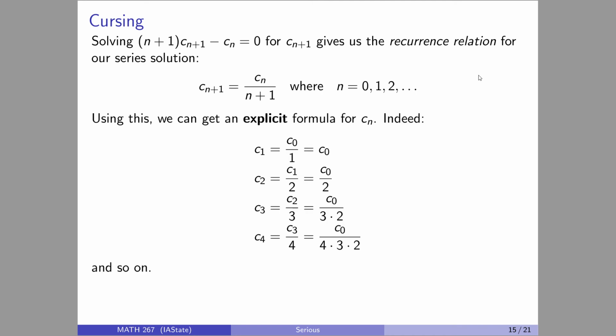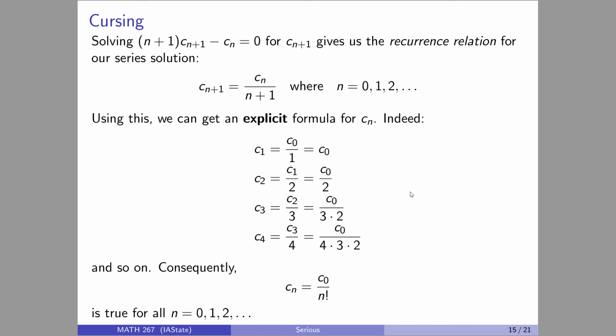Specifically, c sub 1: if I plug in n equals 0 into this equation, it has to be equal to c0. C sub 2, plug 1 into this equation, has to be c1 over 2. Well, I know what c1 is. It's c0, so I get that. C3, plug 2 into the equation. I know it's c2 over 3. Well, I know what c2 is from the previous step. It's c0 over 2, so I get c0 over 3 times 2, and keep going. Hey, boom. C sub n is c0 divided by n factorial.